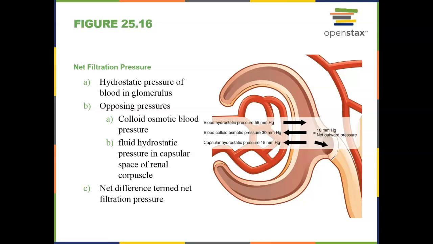Colloid osmotic pressure is what's pulling fluids, so that's those proteins that are saying, hey, you need to stay with the blood. And so we have a higher colloid osmotic pressure in the capillaries, and so that pulls fluids into the blood. So if we take the blood hydrostatic pressure and we subtract the colloid osmotic pressure and the capsular hydrostatic pressure, we get a net filtrate pressure. So this here is the amount of fluid that will actually leave.